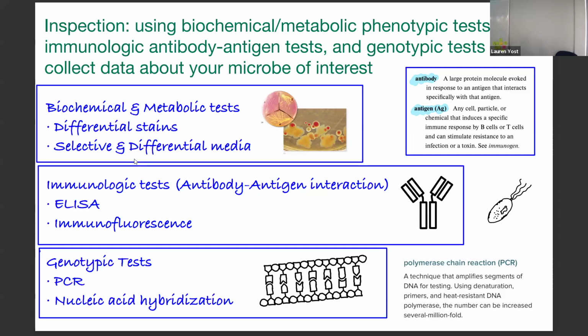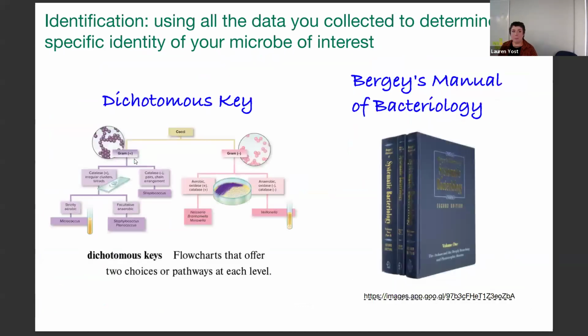And then I have a little bit of breakdown of each of these here on the slide, as well as our definition of antibodies and antigens for those of us who don't know what those are. And so it's basically inspection step, collecting the data, and then identification, using all the data that we collected to determine the identity of your microbe.